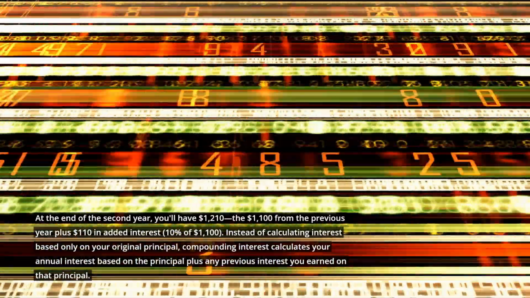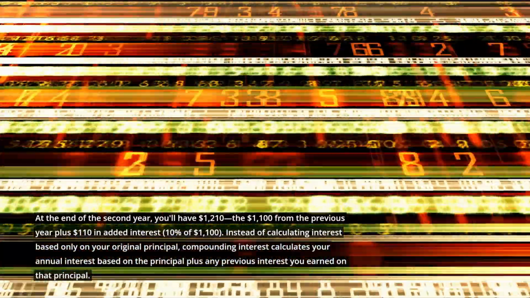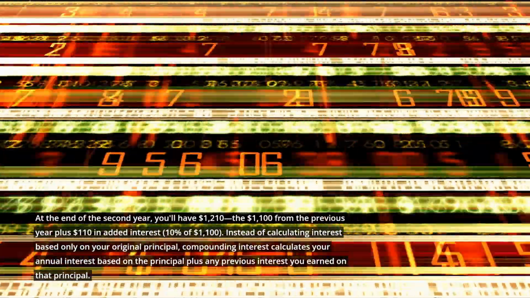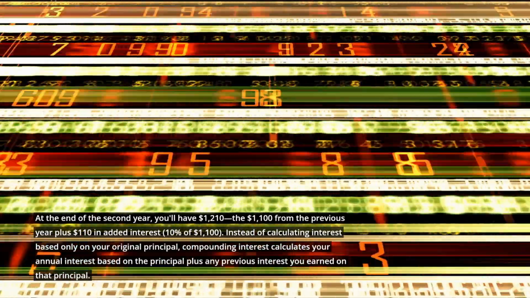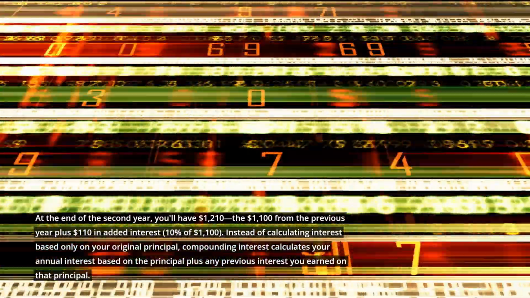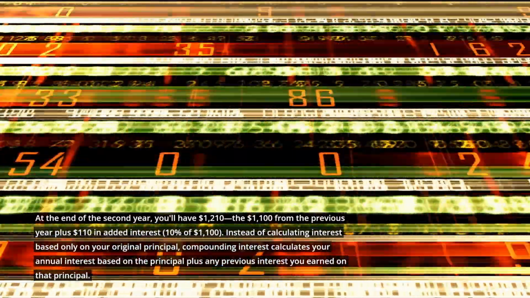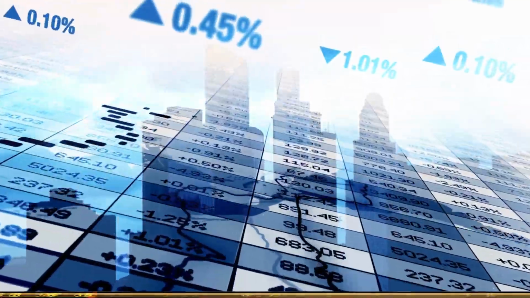At the end of the second year, you'll have $1,210, the $1,100 from the previous year plus $110 in added interest, 10% of $1,100. Instead of calculating interest based only on your original principal, compounding interest calculates your annual interest based on the principal plus any previous interest you earned on that principal.